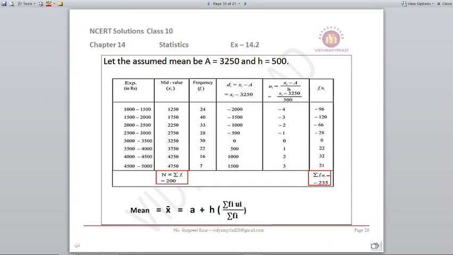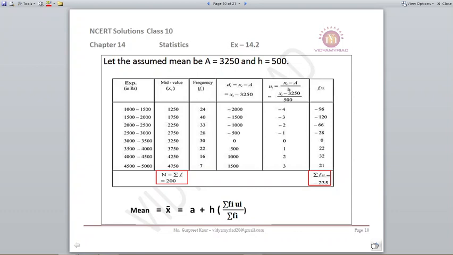Now here, according to this, we will find out xi. Xi will be 1000 plus 1500 divided by 2. We know how to find out xi. We know how to find out fi, and according to this, we have taken 3250 as our assumed mean, and according to that, we will find out fi ui.